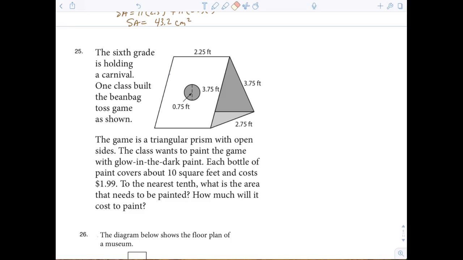So, what's the area of the triangle, or the area of the rectangle? How much? Area is, that's exactly correct. So, how much area is that?